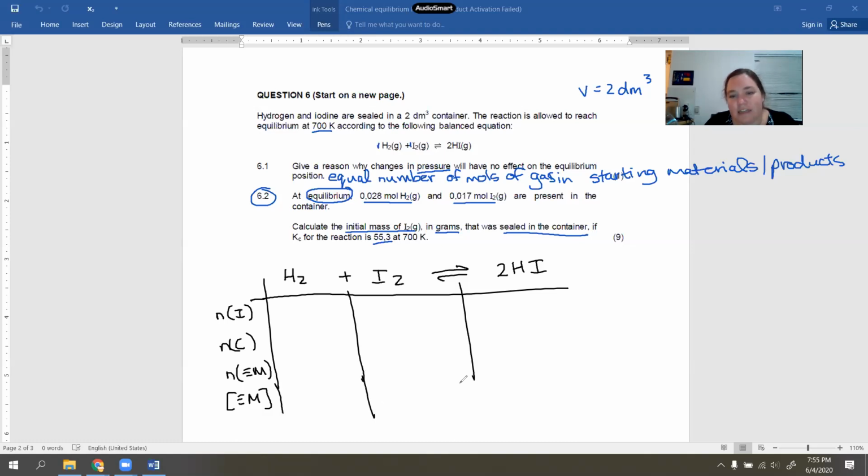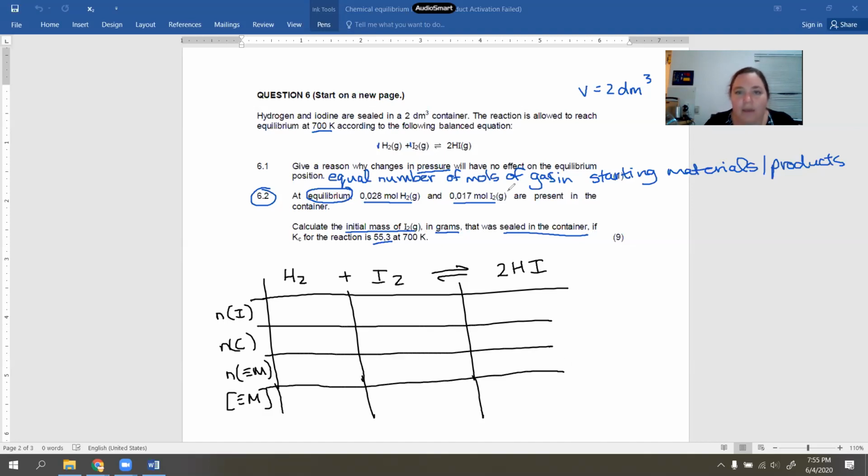I always find that I set up my table, and you guys have got lined paper, so you'll obviously use the lines on your paper and ideally put in a little bit of ruling lines. It doesn't have to be a neat table. It doesn't have to have edges. That's more than fine. So we are told that at equilibrium, we have 0.028 moles of hydrogen and 0.017 moles of iodine are present in the container.